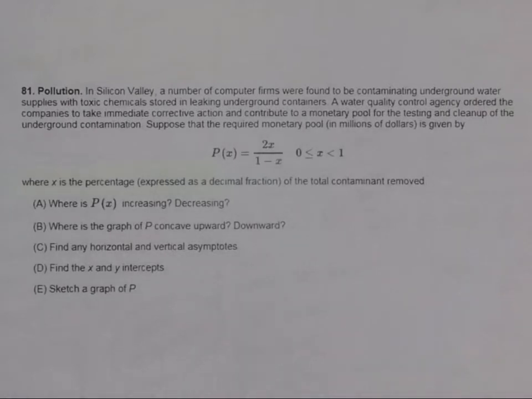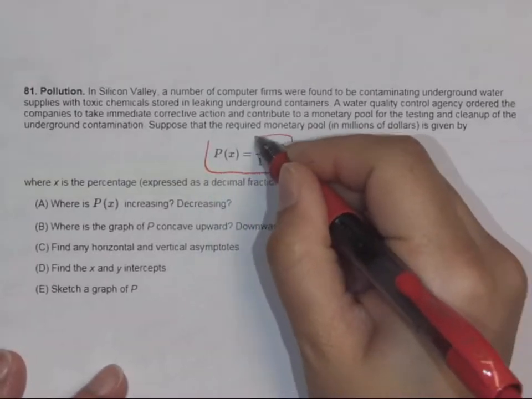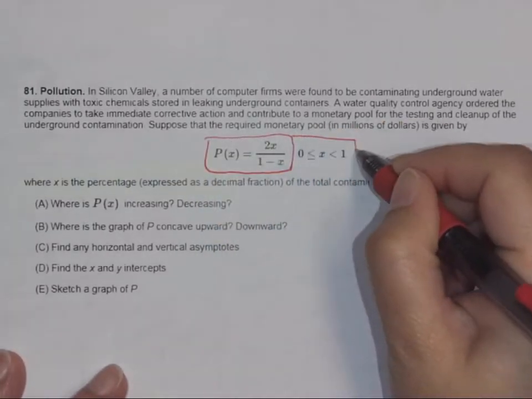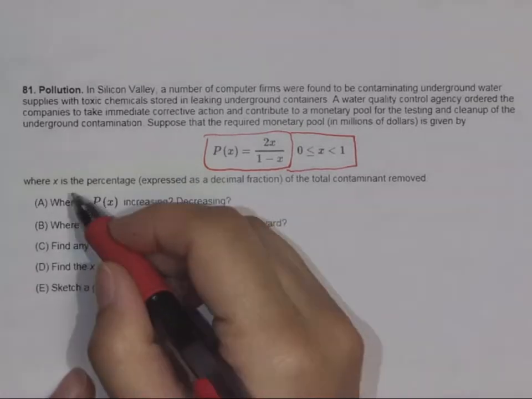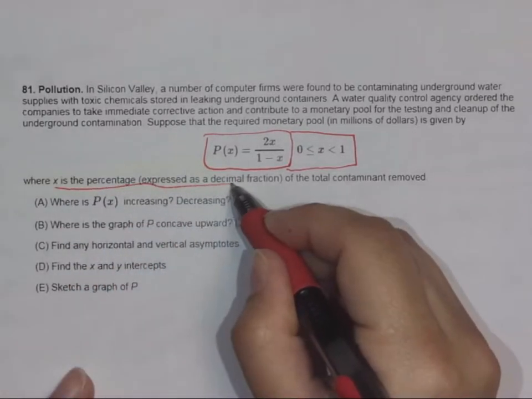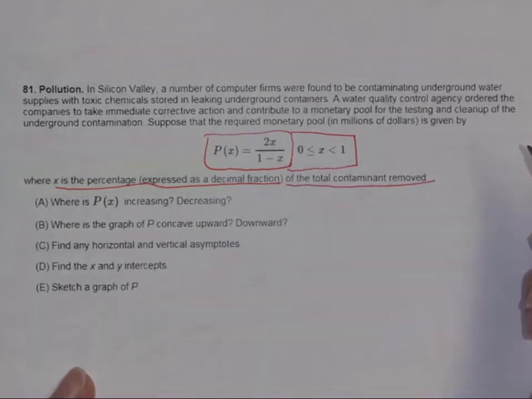Suppose that it requires this many millions of dollars, given by this function. So we have a function. We do have to be careful this time because they restrict the x value to be between 0 and 1. That's all we care about. So we only focus on a really small piece of the graph, even though this is a rational function. So x is the percentage, expressed as a decimal fraction, of the total contaminants removed.